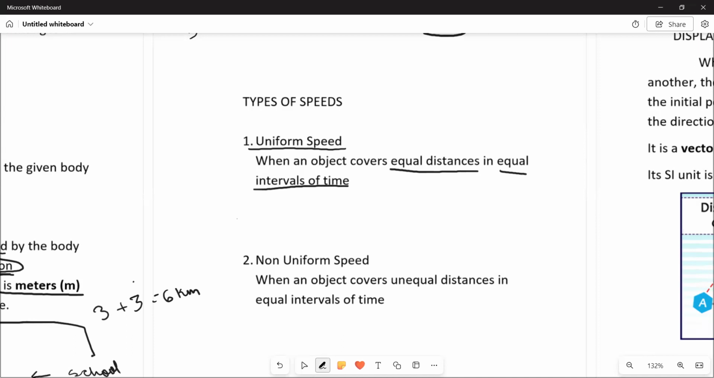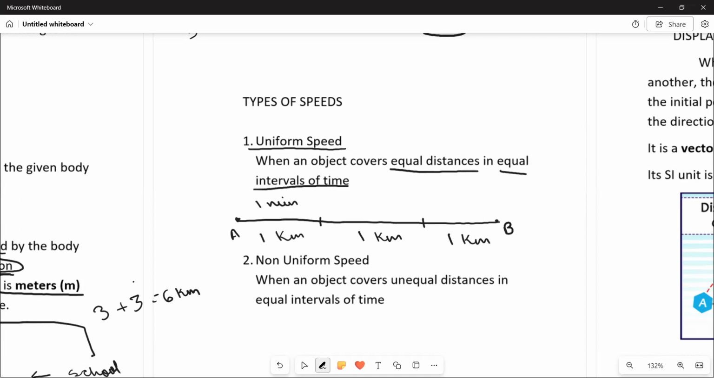Okay. Say an object starts its journey from this point A and goes till point B. This is point B and this is point A. Say its path is this way. And we break this part into three different intervals. So this is 1 kilometer, and this is again 1 kilometer. So to travel this 1 kilometer, the object takes 1 minute of time.